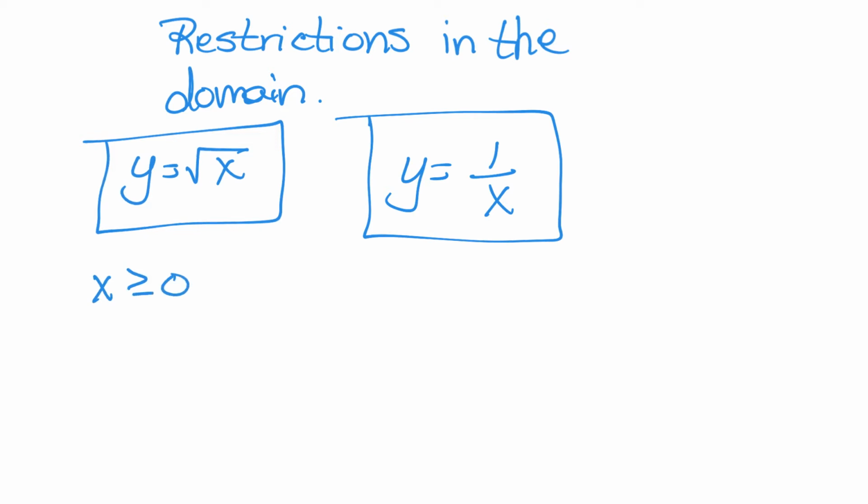With the reciprocal function, x cannot equal 0. You cannot have a 0 in the denominator. And so we're going to work off of this to be able to figure out the domain of certain functions that are square root and reciprocal.